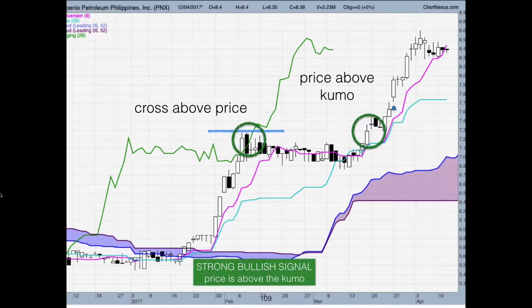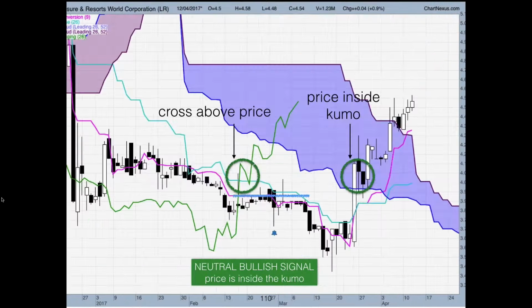So here's an example of a bullish signal, a strong bullish signal. The Chikou span crossed above the prices in this PNX chart. Prices were able to break out and make a strong trend to the upside. This is a strong bullish signal because it happened above the Kumo. Therefore, there are no resistances to stop prices from going up.